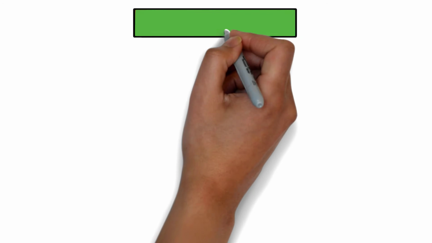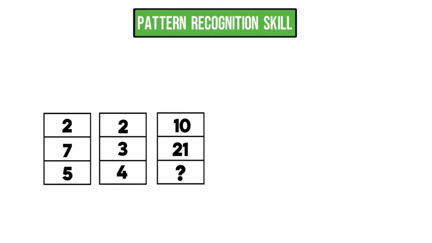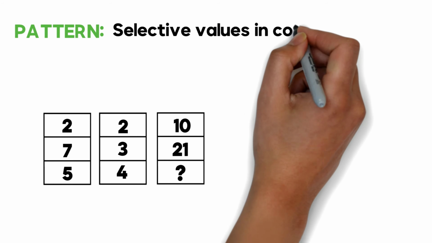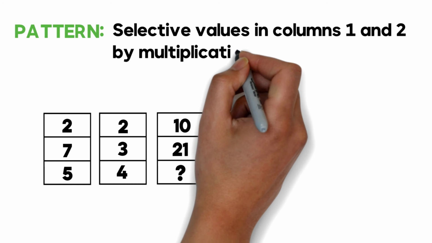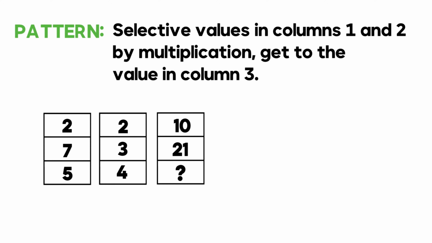The most important skill to solve these types of problems is pattern recognition. To recognize the pattern, you need to look closely at each column. Selected values in columns 1 and 2, by multiplication, get to the value in column 3, and this is our pattern. Let's take a closer look at the values that are already present.